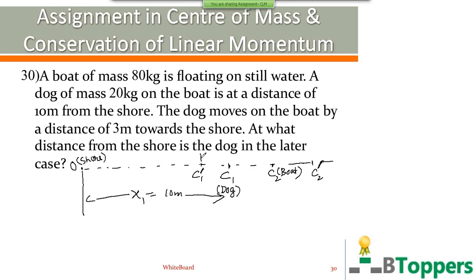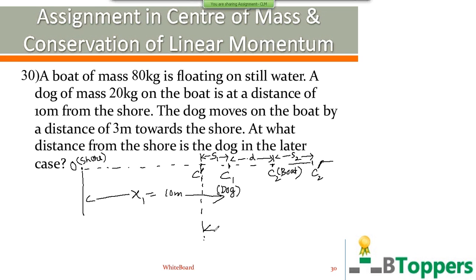So the distance between C1 and C1 dash gives you the magnitude of the actual displacement of the dog. The distance between C2 and C2 dash gives you the magnitude of the actual displacement of the boat. Let D be the initial distance between C1 and C2. According to the problem, the dog walks 3 meters on the boat toward the shore.